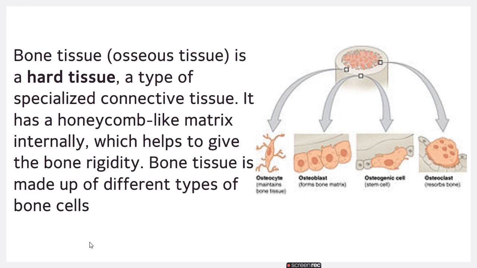Now we have certain cells found in the bone tissues. As we know, bone tissues are also known as osseous tissues. They are a hard tissue, made of certain types of specialized cells. A connective tissue, as we know that blood and bones are connective tissues, which has a honeycomb-like matrix inside of it. Like we have the bone marrow inside, and then the bone tissue is made up of different types of bone cells, like the osteocytes, osteoblasts, osteogenic cells, and osteoclasts.